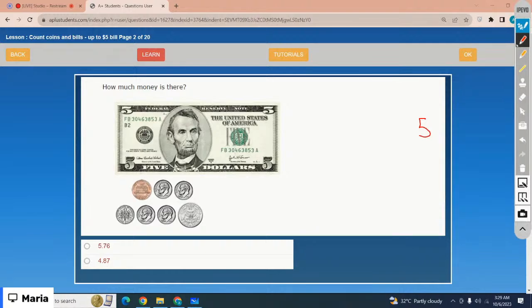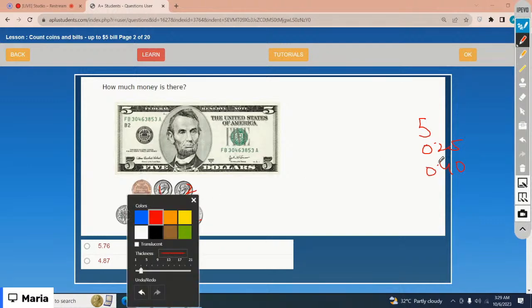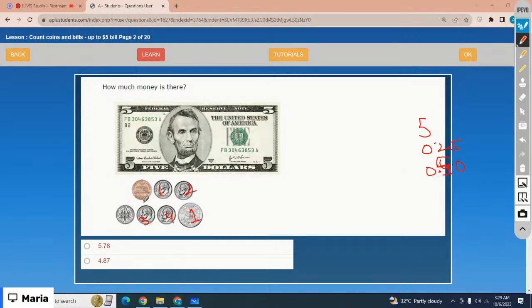Okay, now let's look at the coins. You have only one quarter. Quarter is 0.25, right? Then you have dimes: one, two, three, four dimes. You can count dimes by tens, right? You have four, so you need to add 0.40, because each is 0.10. When you add, that makes 0.40. The last one is a penny. No, this one is also a dime. You need to add 0.50, right? 5 coins. Okay, the last one is a penny.